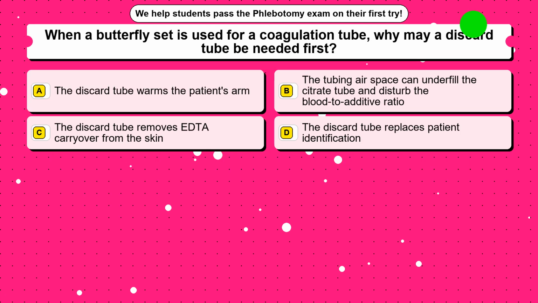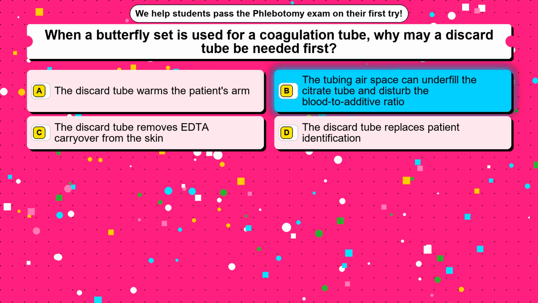Question 34. When a butterfly set is used for a coagulation tube, why may a discard tube be needed first? Option A. The discard tube warms the patient's arm. Option B. The tubing airspace can underfill the citrate tube and disturb the blood to additive ratio. Option C. The discard tube removes EDTA carryover from the skin. Option D. The discard tube replaces patient identification.